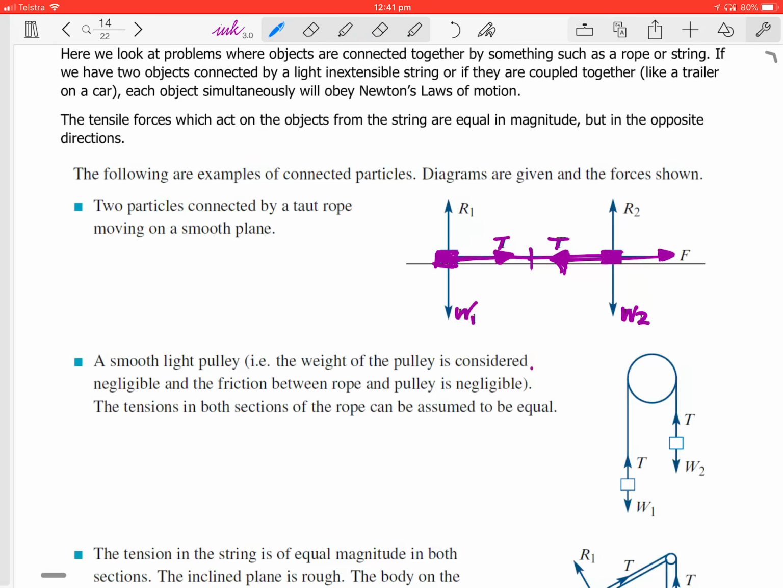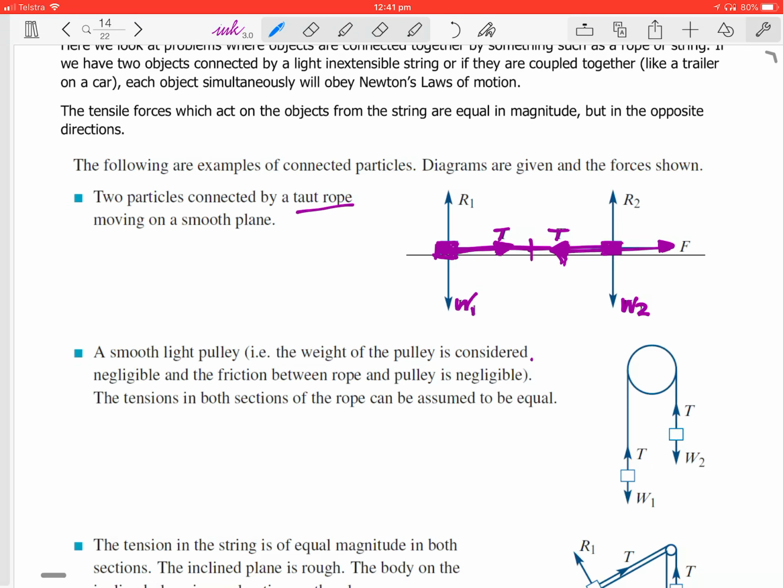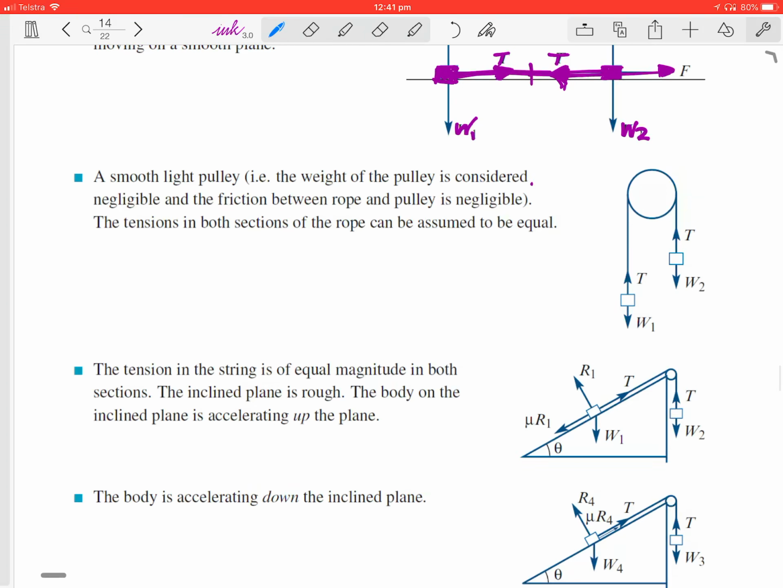We say on a smooth plane because we assume that there's no friction. A taut rope, so it's not springy or anything, it's held still. And generally they'll say that the weight is negligible. If we have a smooth pulley, the weight of the pulley is considered negligible. So this is negligible, and so is the weight of the strings. Likewise, it's always completely tense.